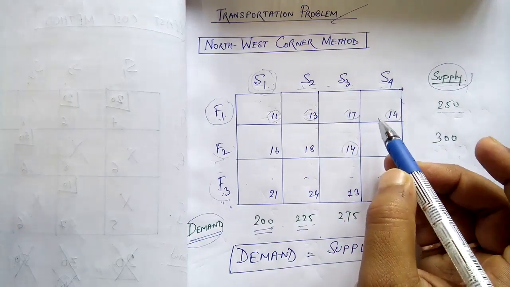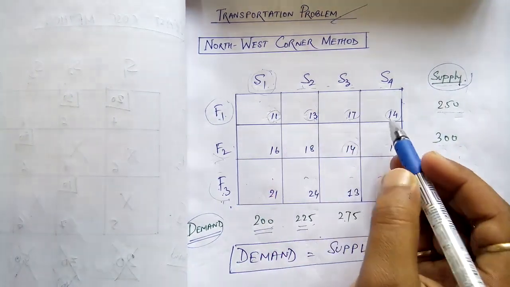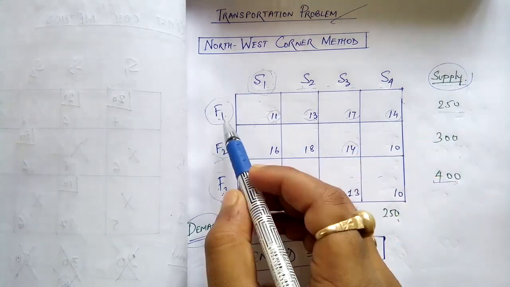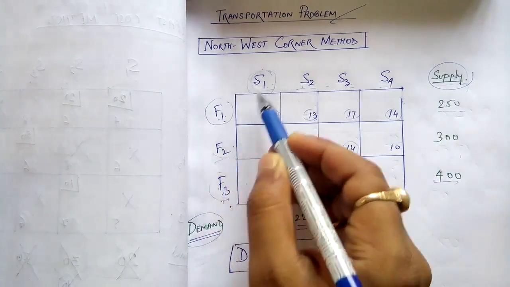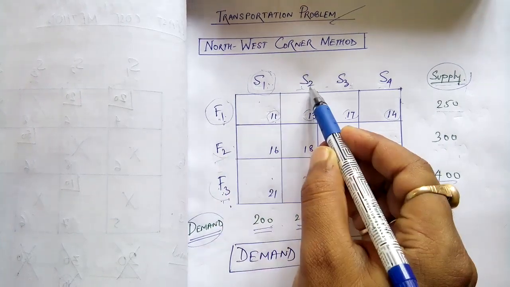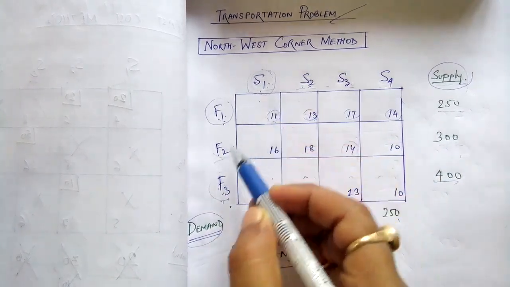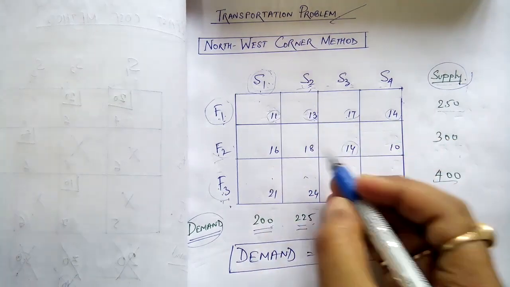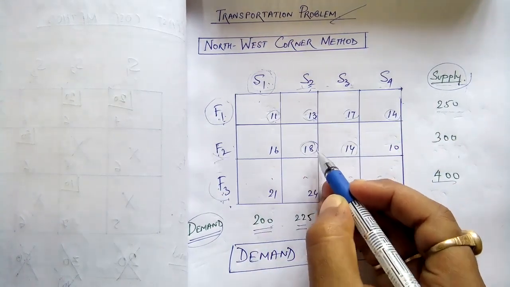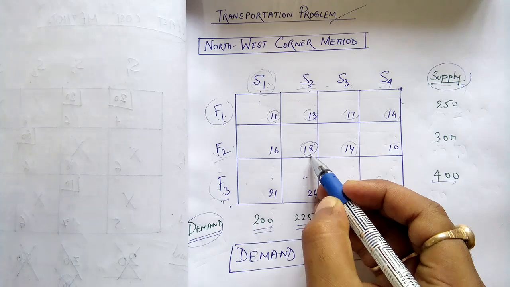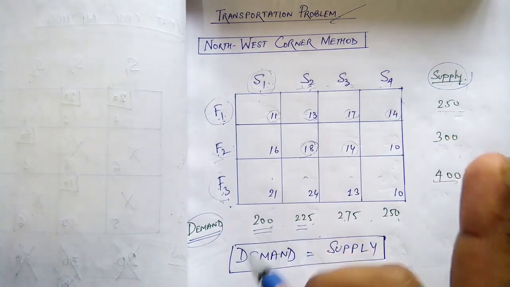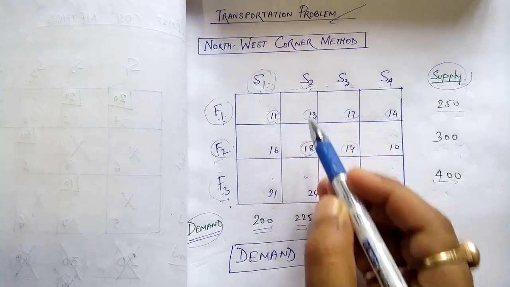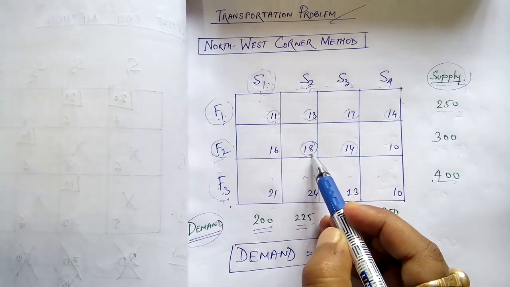What do these values indicate? They indicate the cost of transporting one good from factory 1 to store 1, from factory 1 to store 2, from factory 2 to store 1, from factory 2 to store 2, in this way. Let's talk about this value 18. What does this mean? If you want to transport one good from factory 2 to store 2, how much will it cost? 18 rupees.